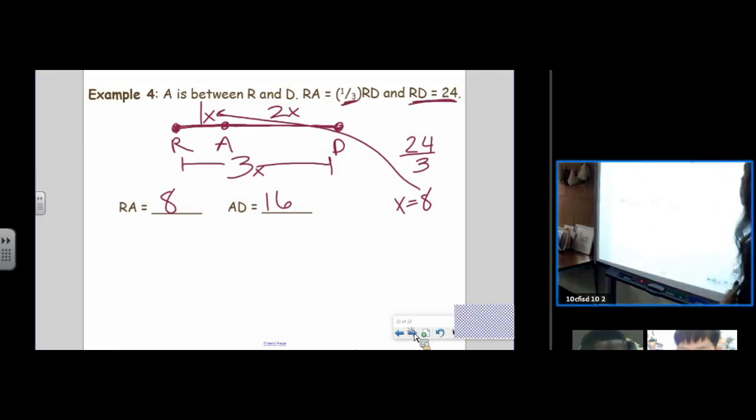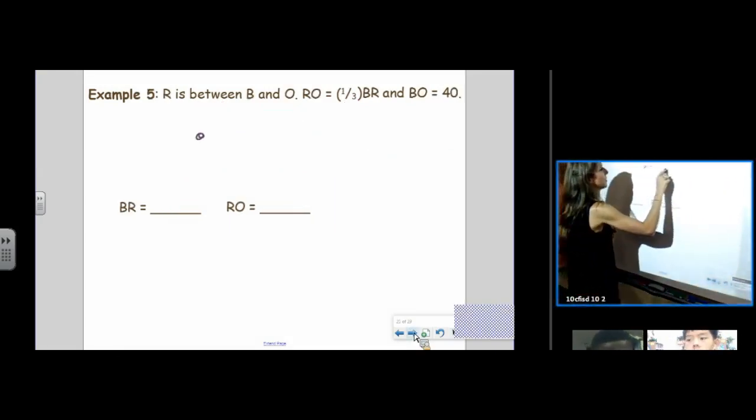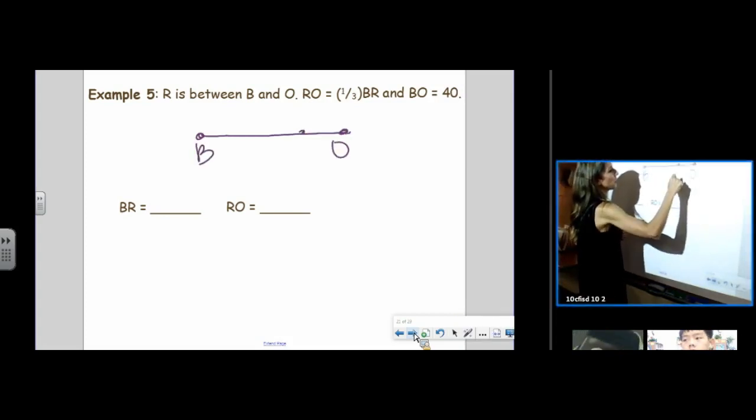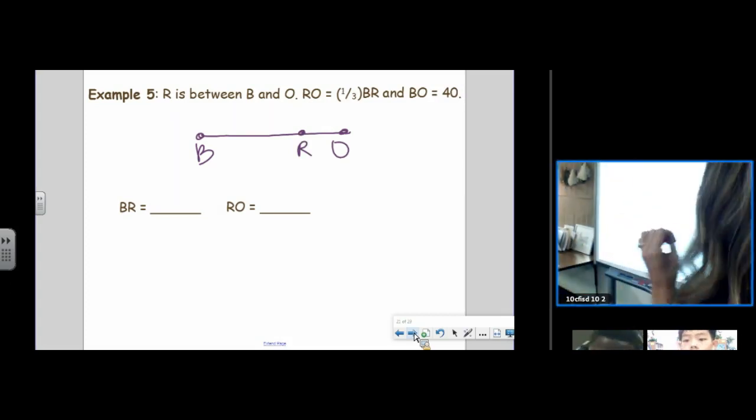Let's try another one. R is between B and O. So we've got BO. We're going to put R randomly in between. Purposely don't put it in the middle so that you don't mistake it for a midpoint.